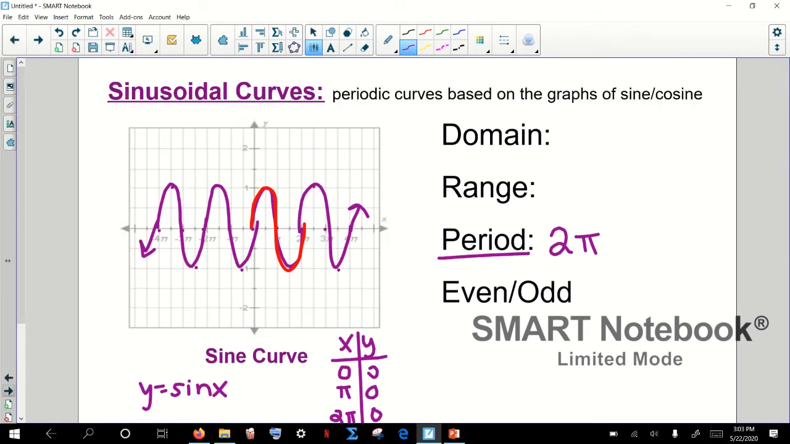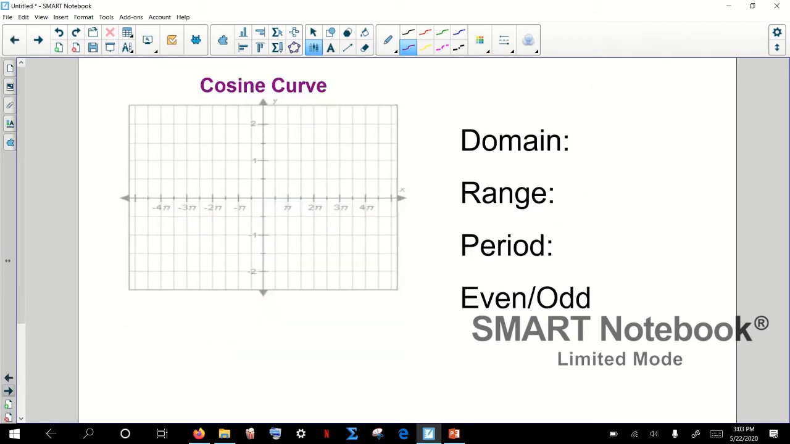We're also going to do the same thing with the cosine curve. We can do the same thing with the function y equals cosine of x, just by figuring out our points. So what would the cosine of 0 be? The cosine of 0 degrees is 1. What about the cosine of pi? Cosine of pi is negative 1, so we have a point down here. And then the cosine of 2 pi is back up to 1.